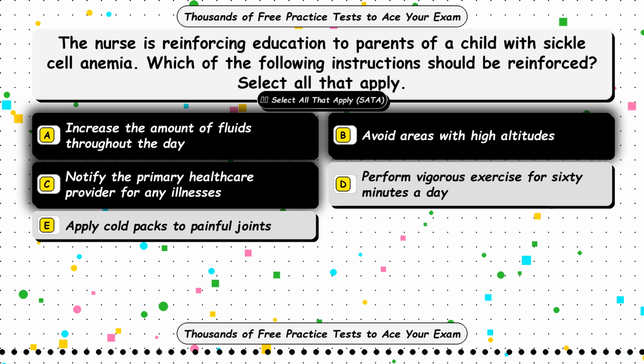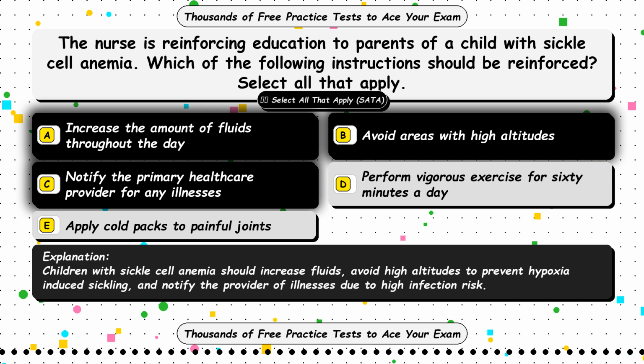The correct answers are options A and B and C. Increase the amount of fluids throughout the day. Avoid areas with high altitudes. Notify the primary healthcare provider for any illnesses. Children with sickle cell anemia should increase fluids, avoid high altitudes to prevent hypoxia-induced sickling, and notify the provider of illnesses due to high infection risk.